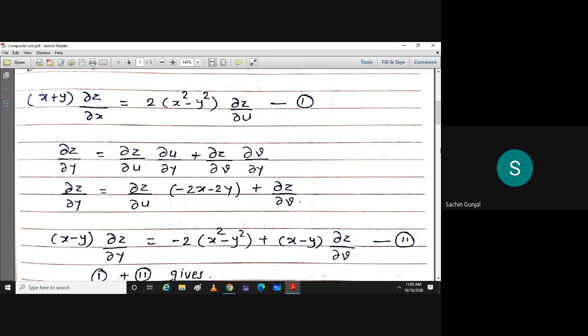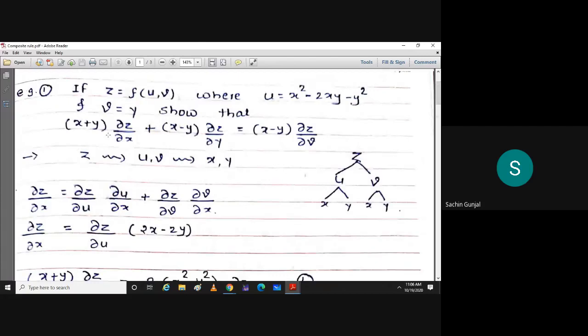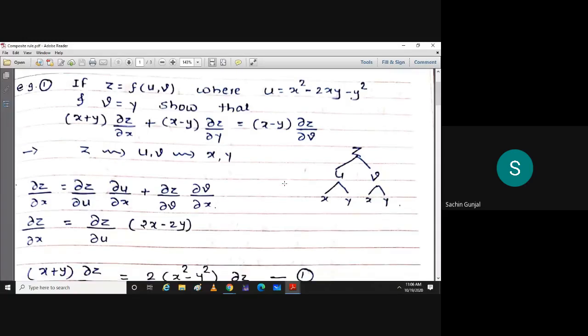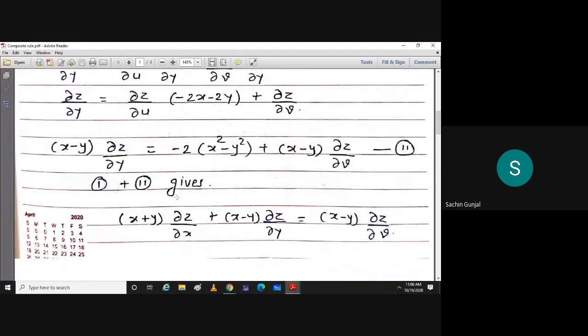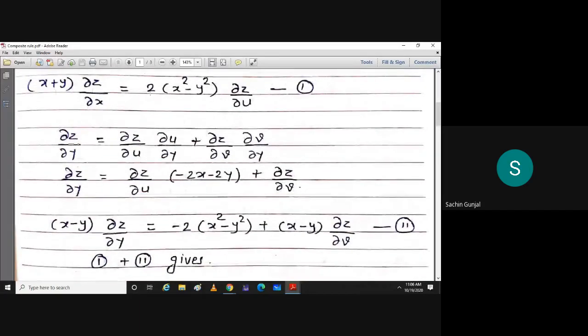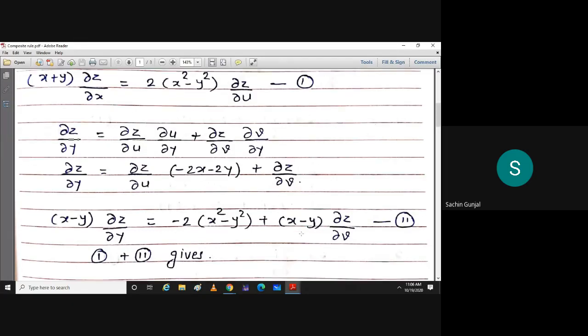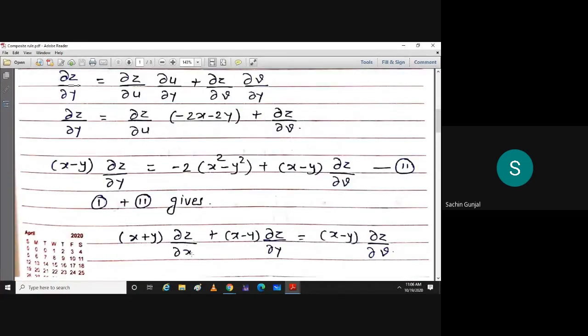Now simply add them, because what we want is x plus y into ∂z/∂x plus x minus y into ∂z/∂y. So add 1 and 2. This is plus 2, this is minus 2, so this term will get cancelled. Only this term will survive. So (x plus y) ∂z/∂x plus (x minus y) ∂z/∂y equals (x minus y) ∂z/∂v. Clear? Yes, sir. Do you want to copy or can we go ahead to the next problem?